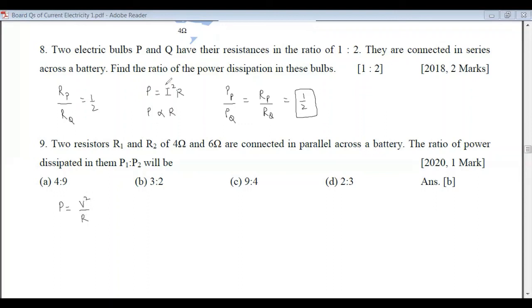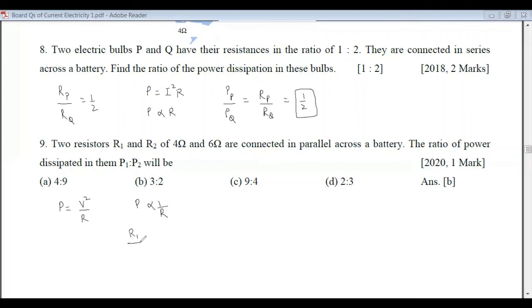Okay, in the previous question the current was same as they were connected in series. So we use the formula power is equal to I square into R. Now in this question they are connected in parallel. So which formula will be used? Power is equal to V square upon R. Now as V is same, here we see that power is inversely proportional to resistance.